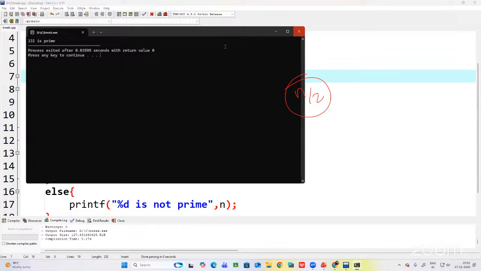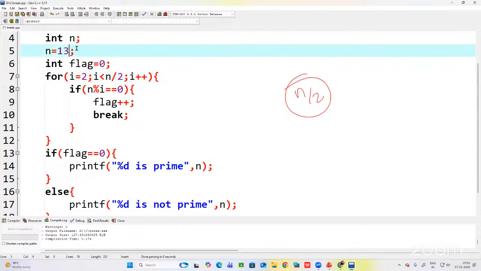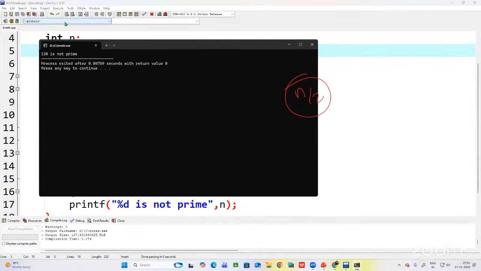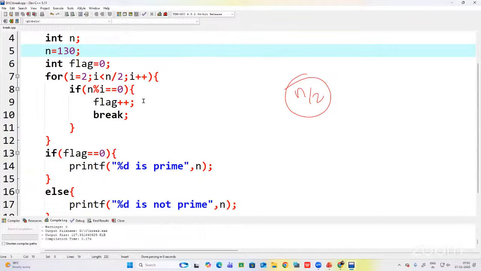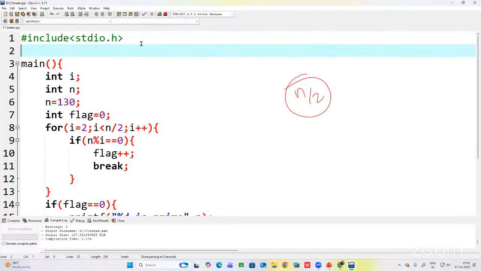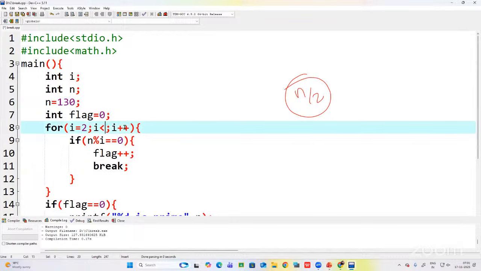Right? So 131 is a prime number. If I take 130, I can also say 130 is not prime. So the decisions can be made with just n by 2 iterations. Of course, this can also be improved. Like for example, say #include math.h. I can improve this further. I'll give you your own time to analyze this.